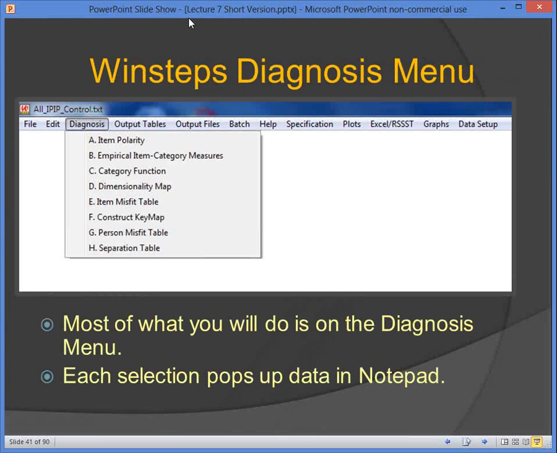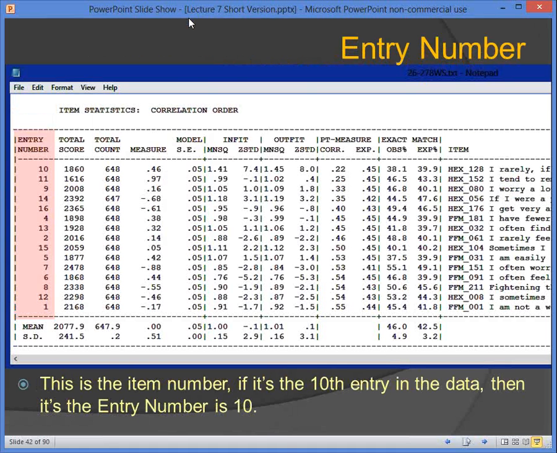So go ahead and call up the item polarity table. This will be on the WinSteps diagnosis menu. Mike Linacre has been generous enough to give us a menu called diagnosis. Most of our workflow actually takes place there. If you go to the item polarity table on the diagnosis menu, we changed some scoring directions from last time, so you should come up with a table that looks similar to this. On the left, you'll see the entry number. This is the item number. It says entry number, but it's actually the item number.